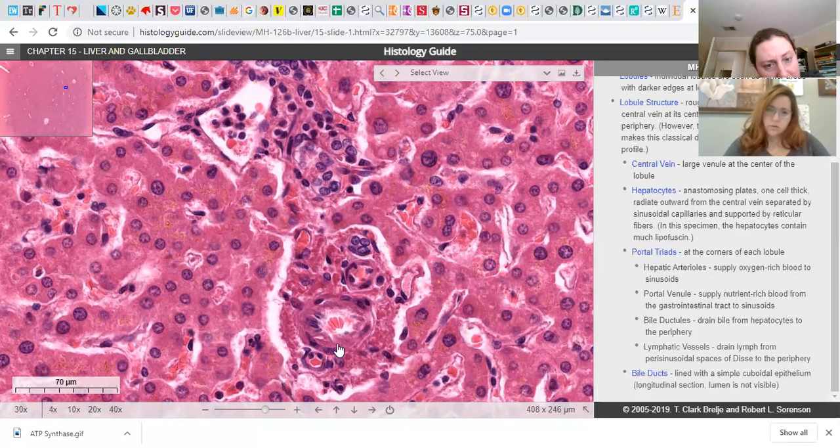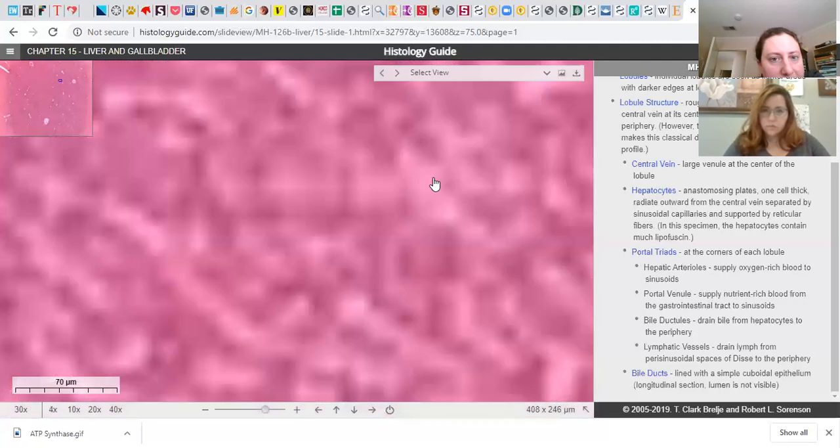I mean, that's a vein, that's the artery. Not really clear on which bit's the bile duct. It does not help that the lymphatic vessels are in here as well. Bile ductules, what's your third one? We might just be calling them triads, that's fine.